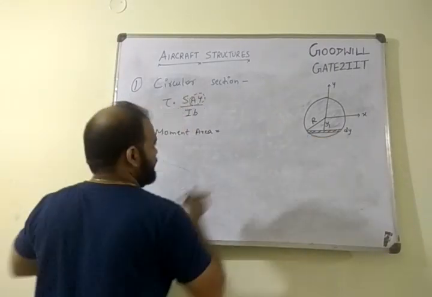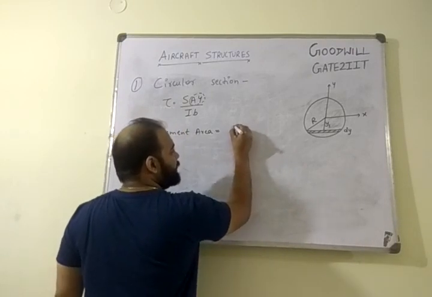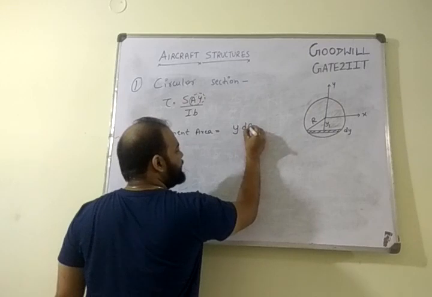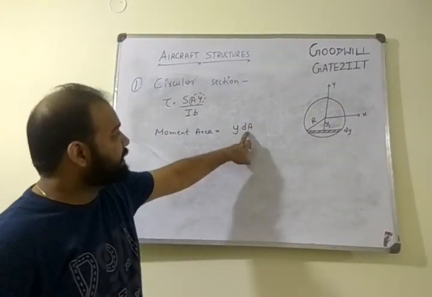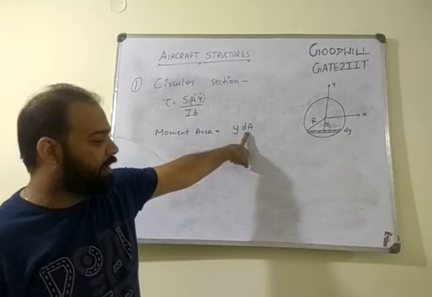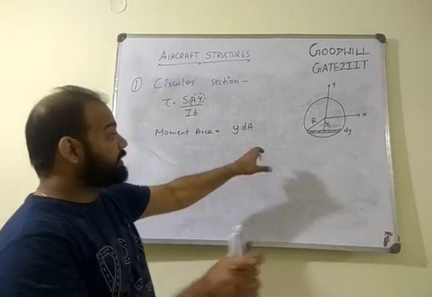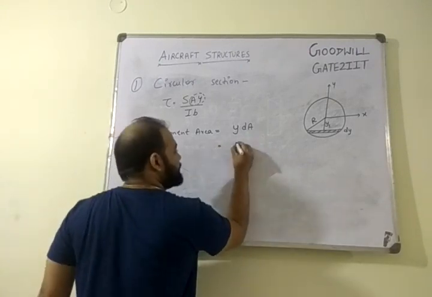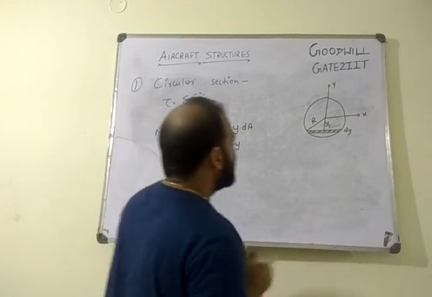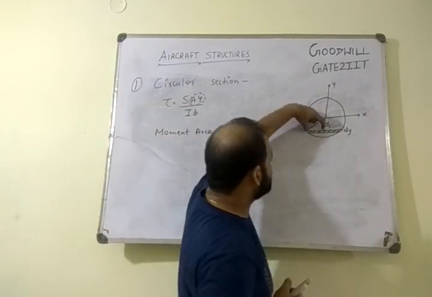Because area, if you recall, was y into dA. That's what we are trying to do. So y is the distance. If you recall, in place of dA, I had substituted b into dy. Correct, right? But now the issue is there is no b here. There will be something else. Now I want you to tell me this dA, this area, guys. So I want this length.